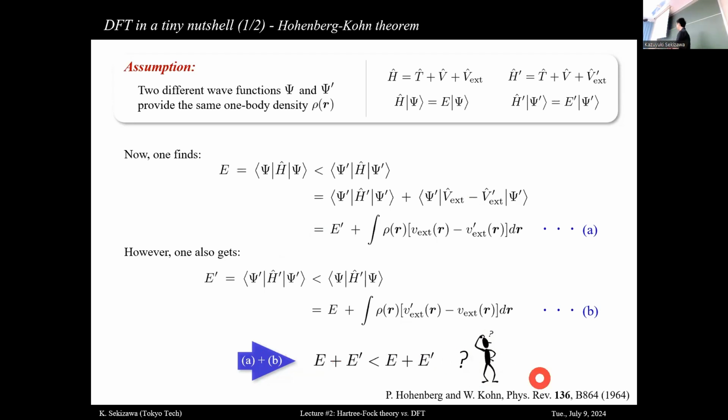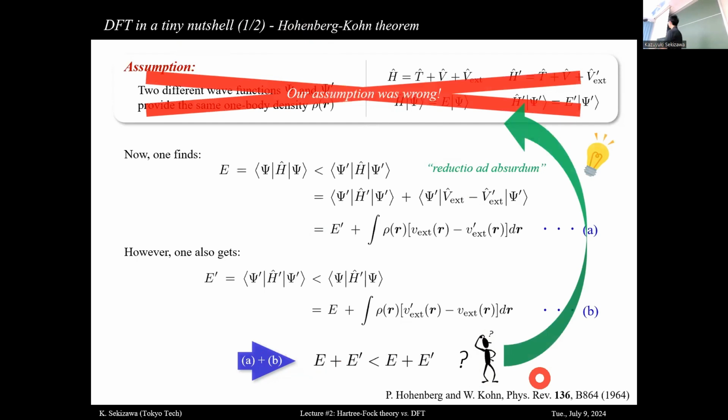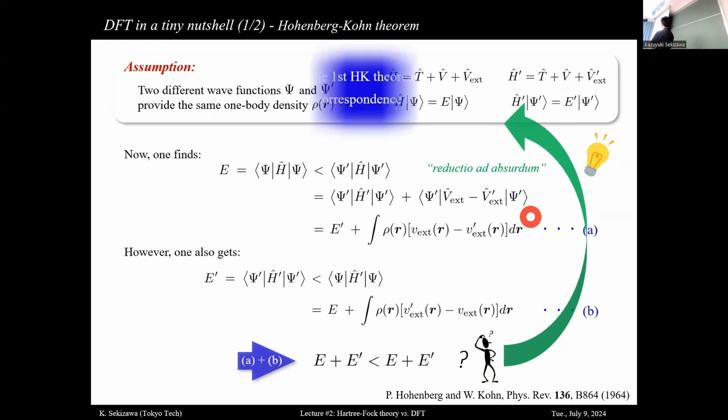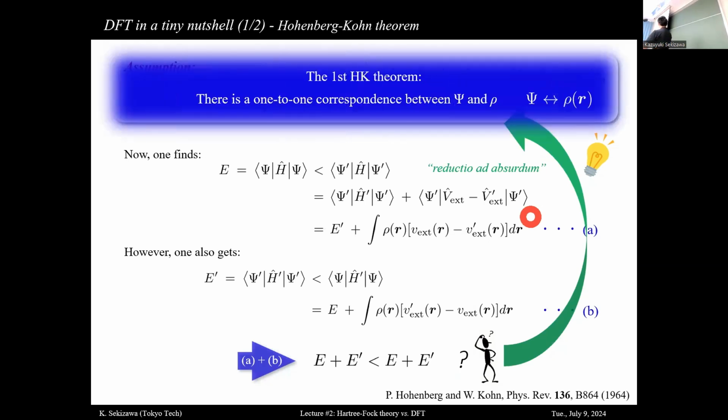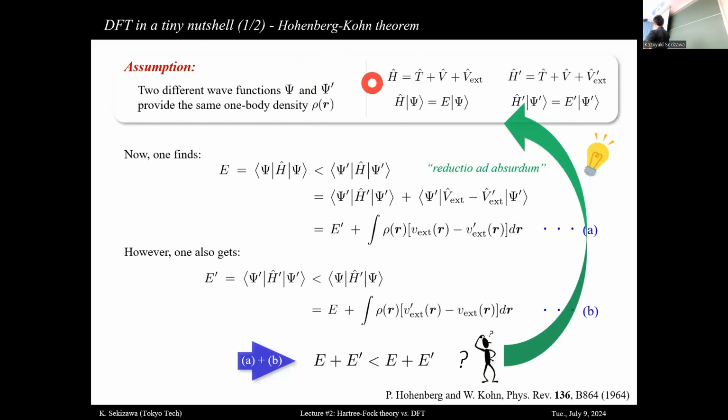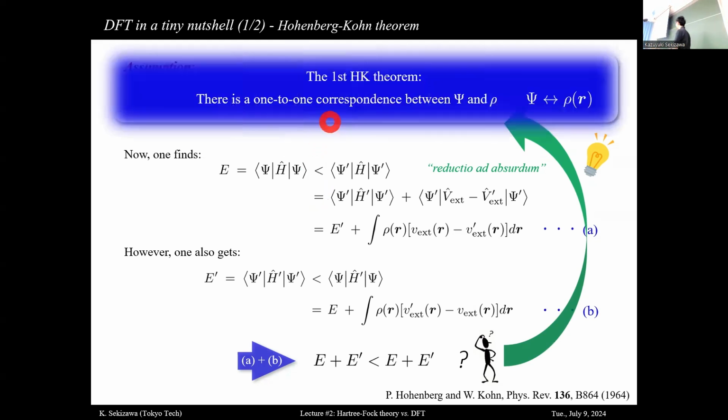So this means the assumption was wrong, right? This is the so-called reductio ad absurdum in English. So this proves that the assumption is wrong. It means that if the wave functions psi and psi prime are different, they do not provide the same one-body density. This is the first Hohenberg-Kohn theorem. So there is a one-to-one correspondence between psi and rho. This is a very important statement.